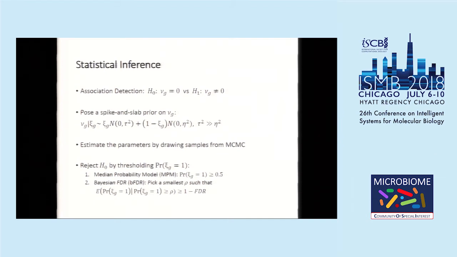We want to detect whether or not there is an association between the taxon j and the phenotype. We use a Bayes approach to propose a spike and slab prior on V_j. C_j is an indicator to indicate whether or not the taxon j is associated with the phenotype. If C_j has a high probability of equaling 1, we say the taxon j is associated with the phenotype. Then we threshold the probability of C_j equal to 1 by using the median probability model or controlling the Bayes false discovery rate at a target value.